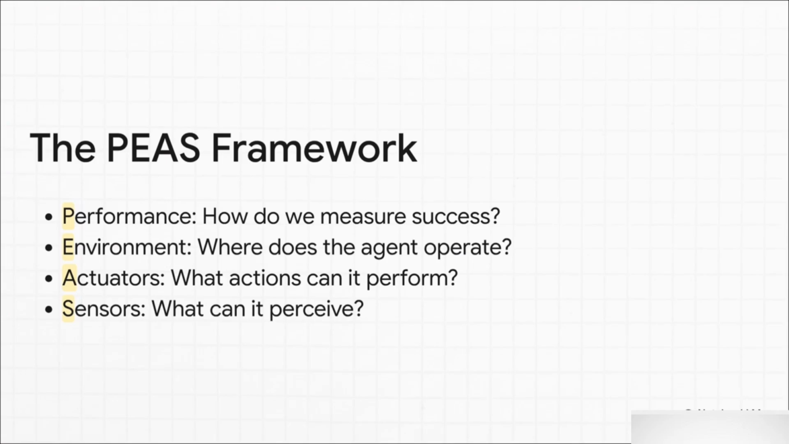And to design an agent, you really just have to answer 4 questions. For performance, you ask, how do we measure success? What does a good job look like? For environment, where is this thing going to operate? And we already know actuators and sensors. What can it physically do and what can it perceive?